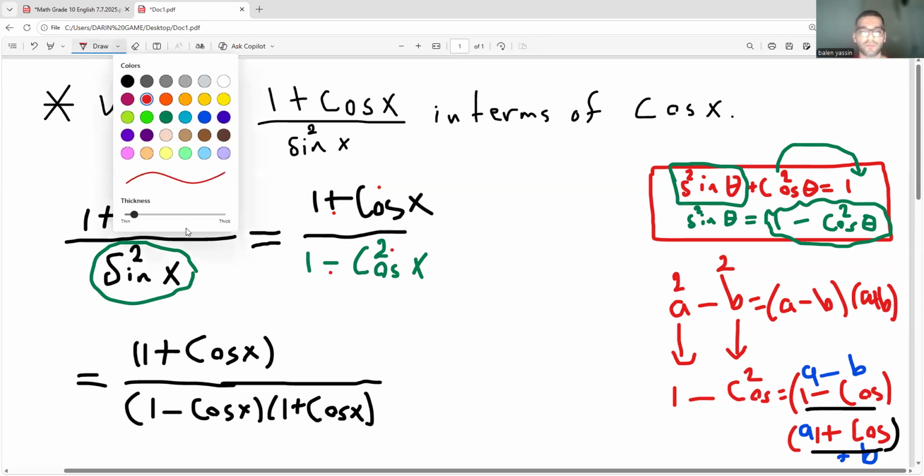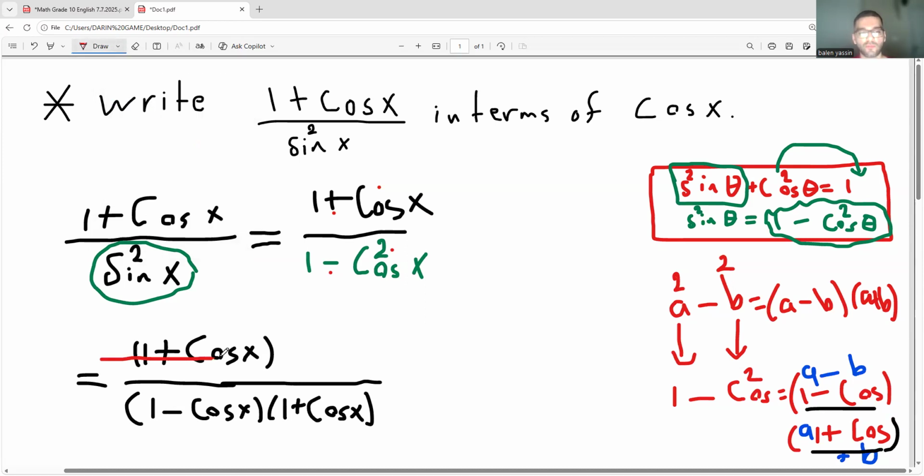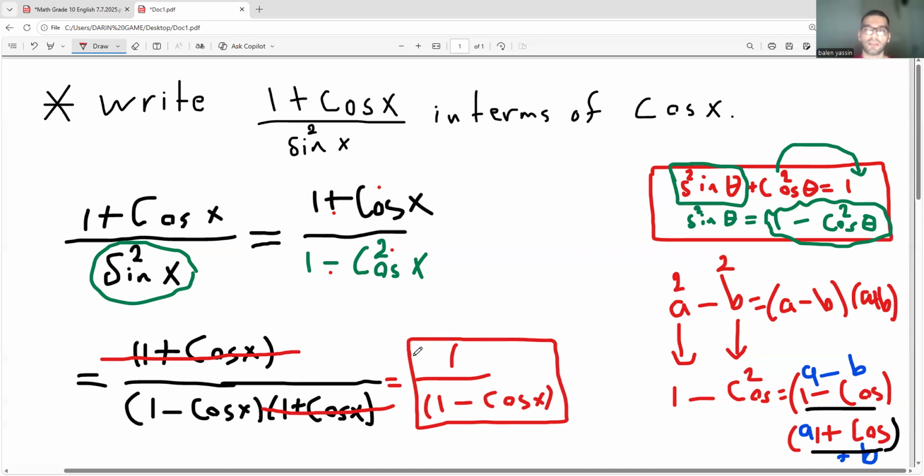Now, you may have spotted the common ones. So we can say the whole bracket, 1 plus cosine, and the 1 plus cosine below, they cancel each other, okay? So we are only left with what? In a fraction, when it cancels, there is only 1 above, right? 1 over 1 minus cosine of x. And as you can see, this expression only includes cosine, not sine and cosine together, okay?